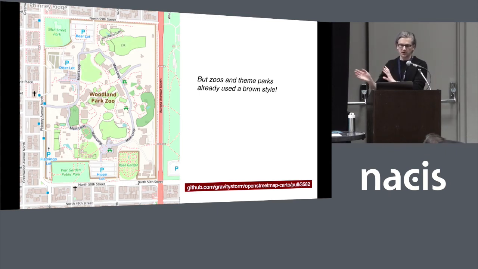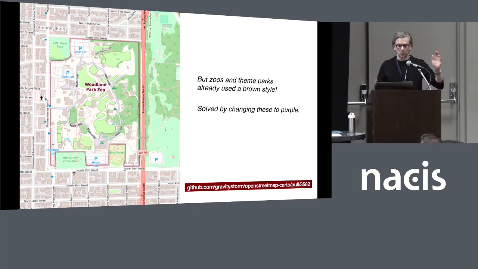There was other work going on in the OpenStreetMap style to change some other colors around, and we waited until they were already working to change the color of zoos and theme parks. They ended up changing to purple, freeing up the brown that we wanted for the Indian reservations. And so there's a lot of moving pieces when you're collectively creating a style where a lot of different people are working on different parts of it.